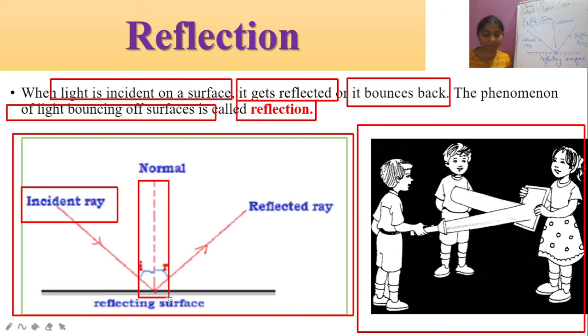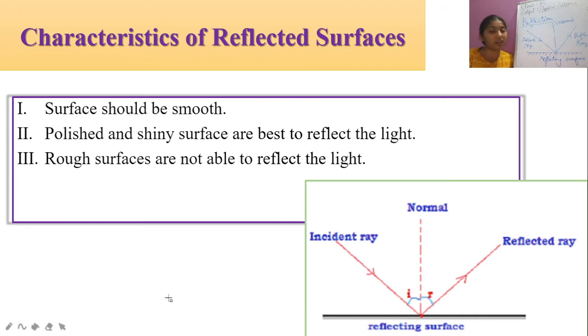Okay, now students, what are the characteristics of a reflecting surface? A reflecting surface means the mirror we use. First, the surface should be smooth. If you talk about a mirror, its surface is very smooth, very polished and shiny. Whenever it is very polished and clear, the light is easily reflected back. Rough surfaces are not able to reflect.